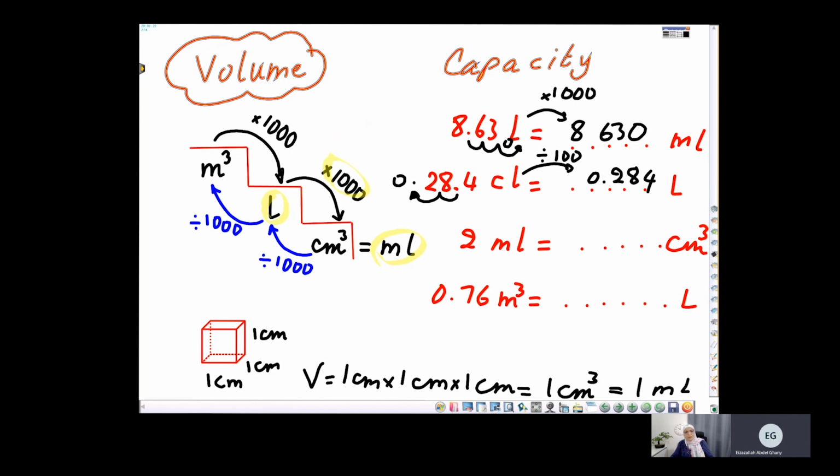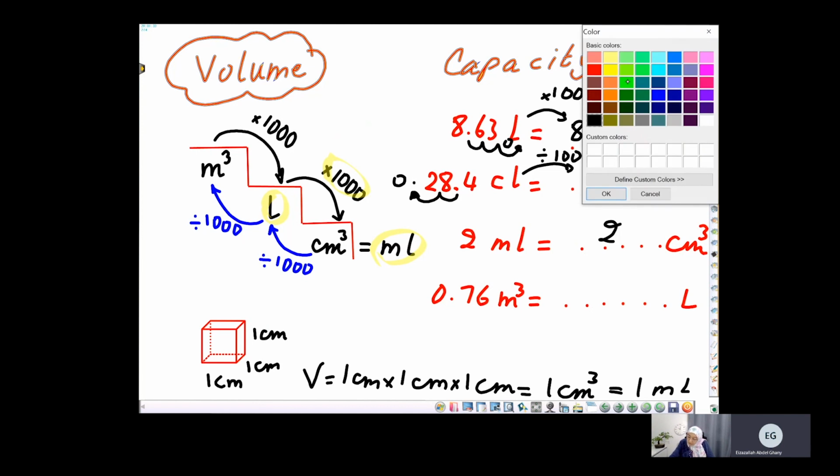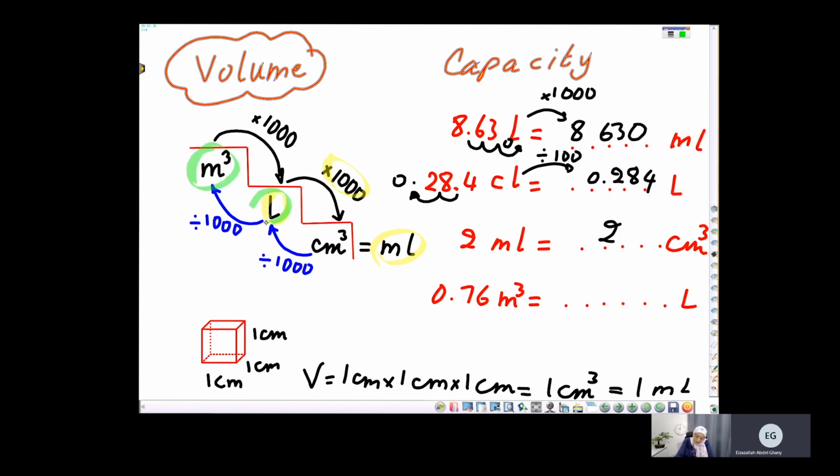Now from milliliter to centimeter cube, it's the same. It's the nickname. So there is no conversion, it's a trick. Now from meter cube to liter, you are going down the stairs, multiplying by 1,000 and moving the decimal point forward to make the number bigger. It is 760 liters. 0.76 meter cubed is 760 liters.